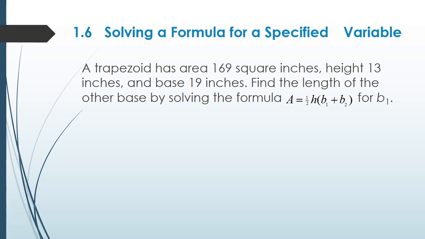Now we're going to solve a formula for a specified variable. It says a trapezoid has area 169 square inches, height 13 inches, and base 19 inches. Find the length of the base by solving the formula A equals 1/2 h times (b1 plus b2) for b1. What you're going to do first is isolate the variable b1 and then put the information in. Be sure you show your work, pause the recording, try it out, resume the recording to check your answer.